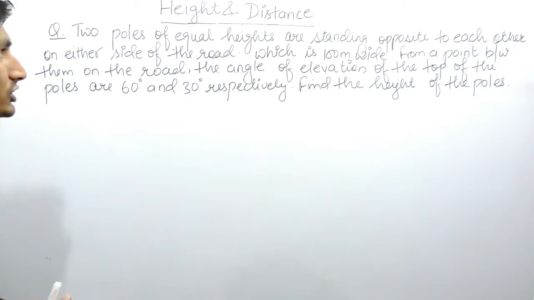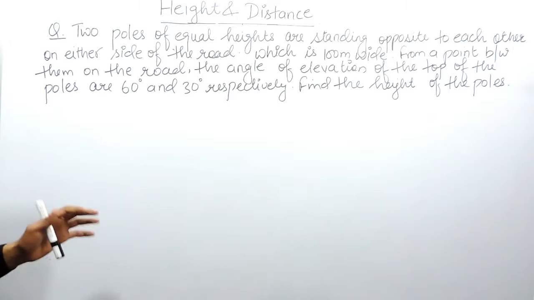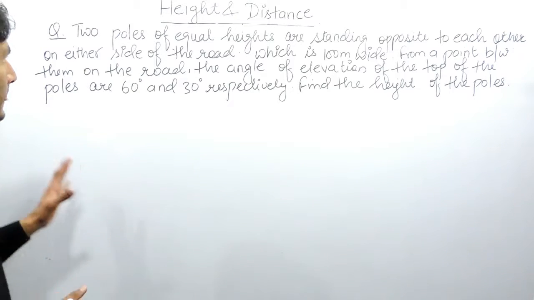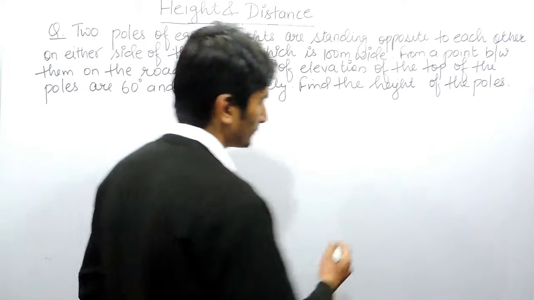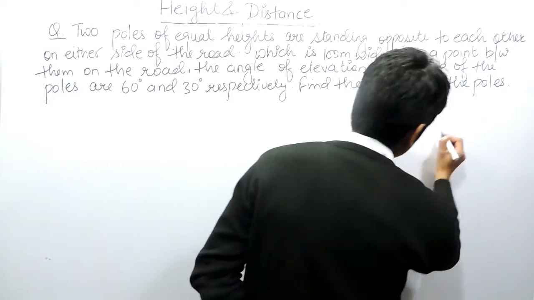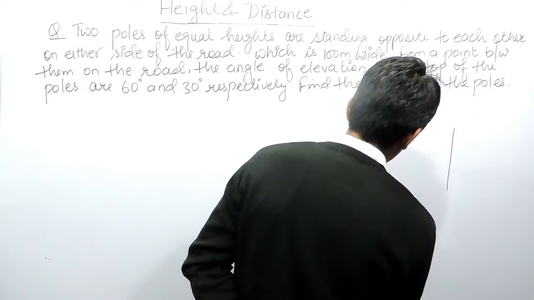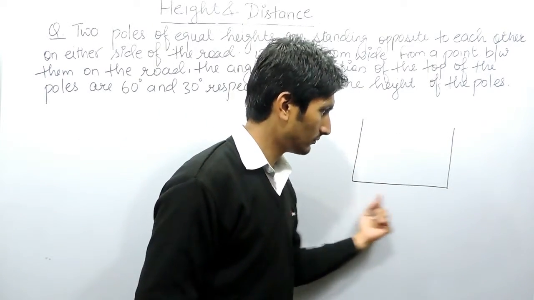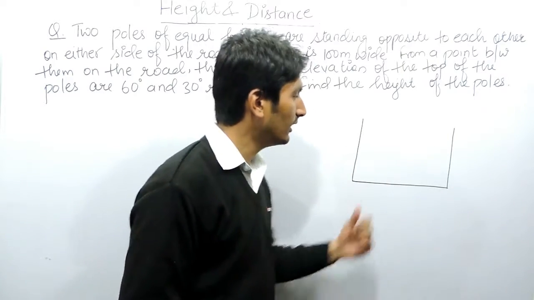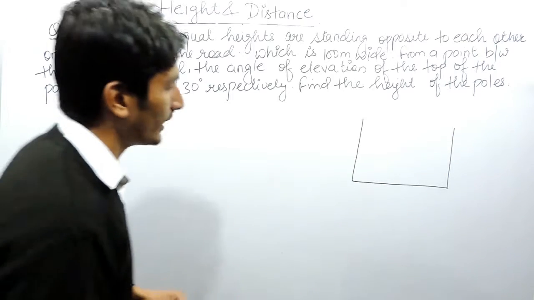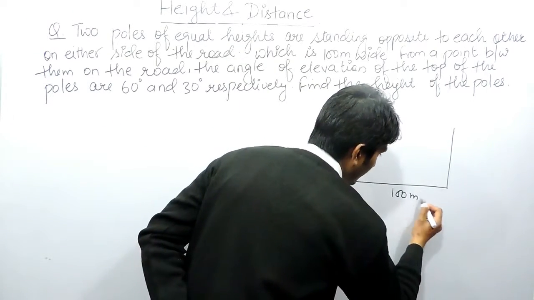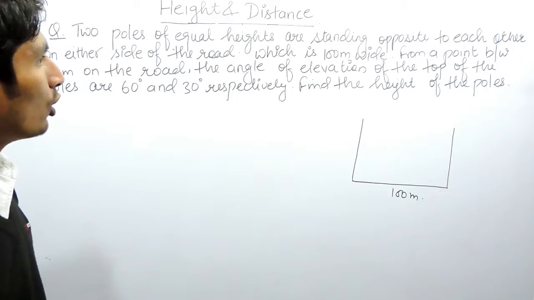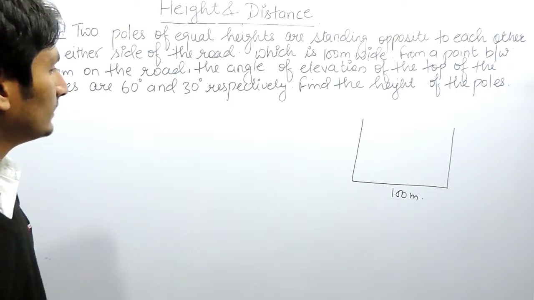In this kind of questions, two triangles will be formed, on two different buildings, or you can say on two different poles. Here it is given that two poles of equal height are standing on a road. These are the two poles of equal height which are standing on the opposite side of a road, which is 100 meter wide. So the length of this road is 100 meter, and from a point between them on the road, the angle of elevation of the top of the poles are 60 degree and 30 degree.